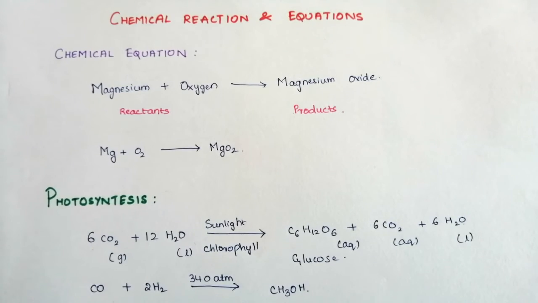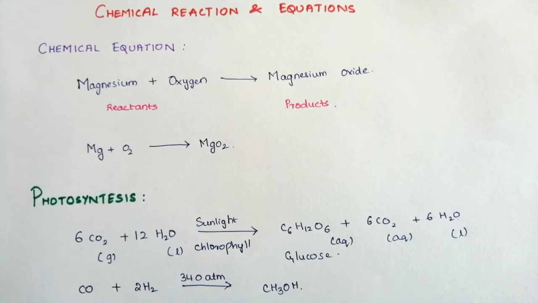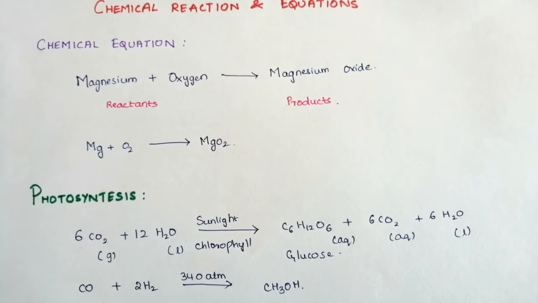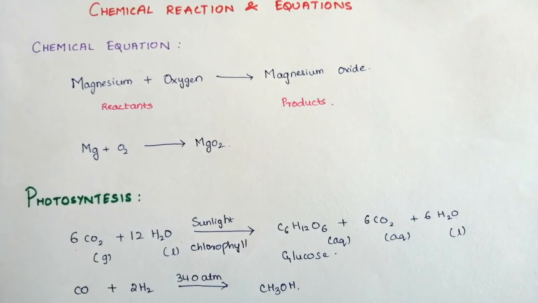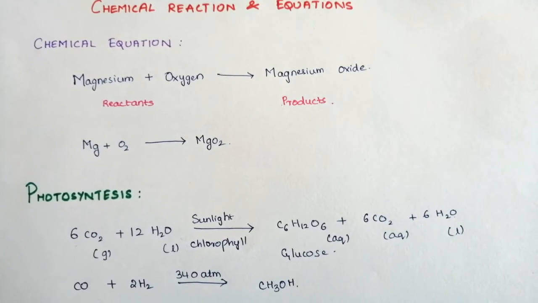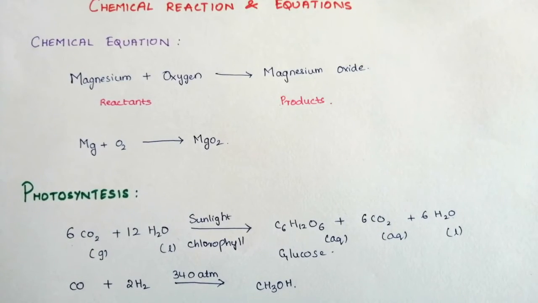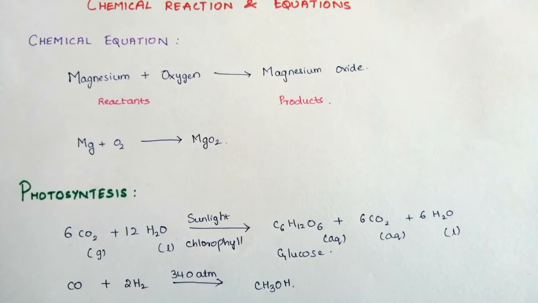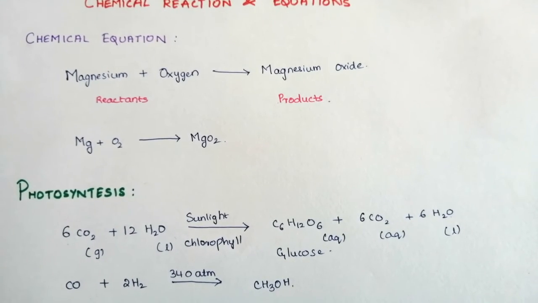The most common example is photosynthesis. In photosynthesis, plants generate glucose by using carbon dioxide from the atmosphere, and also sunlight and the chlorophyll pigment present in the plants. These two are important for photosynthesis. And another example is carbon monoxide reacting with hydrogen to form methanol. The reaction condition here is 340 atmospheric pressure, which we write on the top of the arrow.